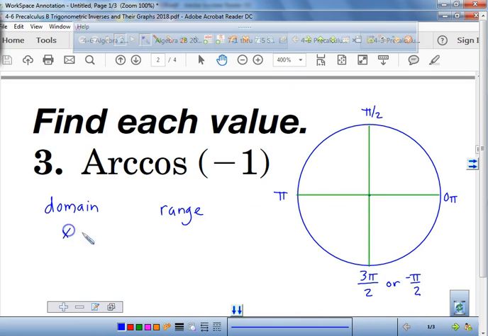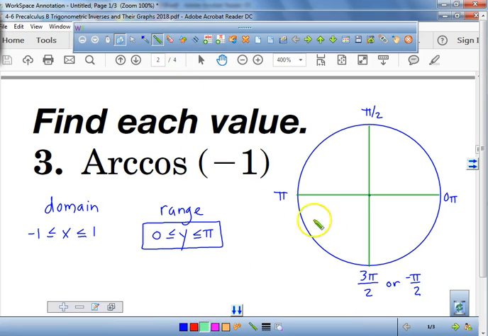I want you to write it. My x values are between 1 and negative 1. And my range, my y values, are between what? Pi and 0. Let me explain this part. What does that part right there mean? That means that if I go from 0 all the way to pi, that's talking about this part right here on the unit circle.